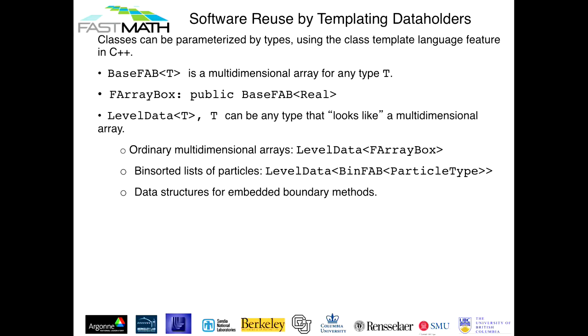The fundamental data holder in our world is a BaseFab. Fab is an archaic reference to Fortran ordered array box. So this means that for a multidimensional array in our BaseFab object, in C, you just have the one big flat array. You just have fancy ways of indexing into it.